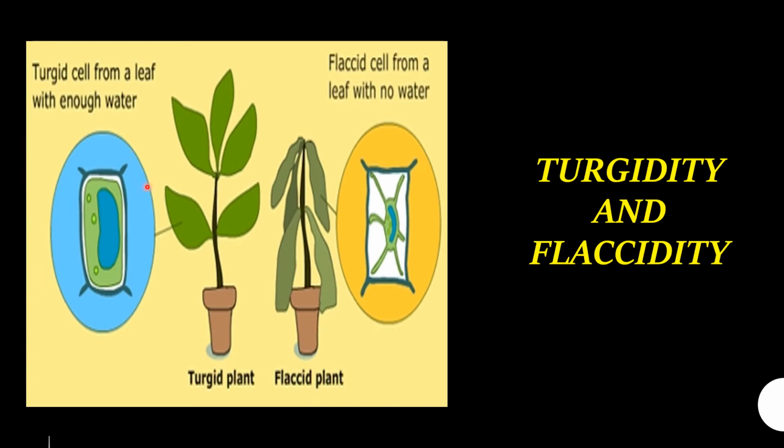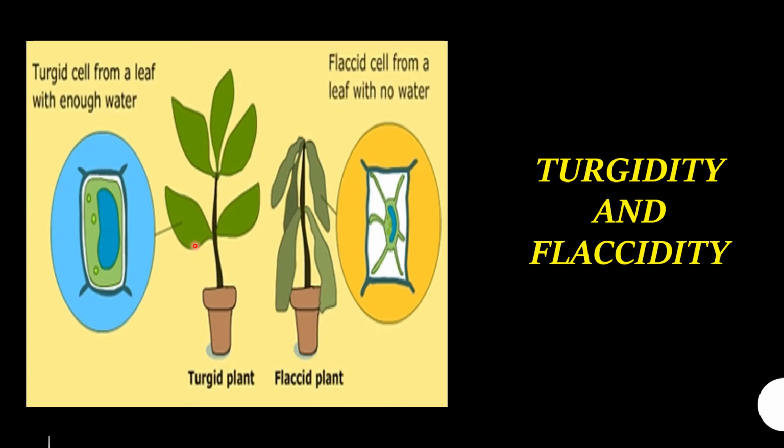Turgid plant, flaccid plant. Suppose you are going for a trip for 1 week. After you came back, your plants become dried or wilted, or all the leaves are in a drooping condition because of the scarcity of water. Because these plants are not getting enough water, the cells of the plants are not getting enough water. That condition we call flaccid. Then this is a flaccid plant.